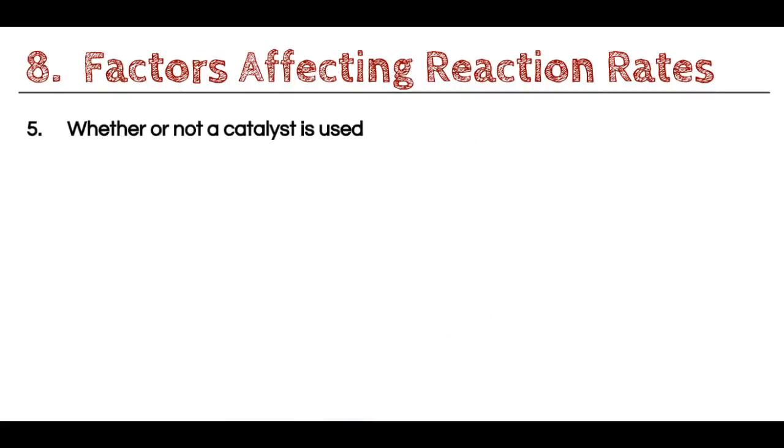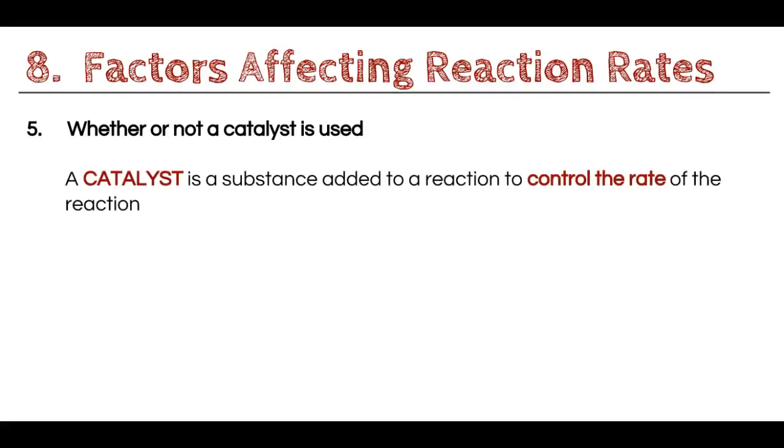So the final factor affecting reaction rates is whether or not a catalyst is used. I'm not sure that you remember what a catalyst is. I can't recall whether we've discussed this yet in class, but let's go through it from the start anyway. A catalyst is a substance that you add to a reaction to control the rate of the reaction. Usually you're adding a catalyst to increase the rate of a reaction. So you add it in to speed up the rate of the reaction in most cases.